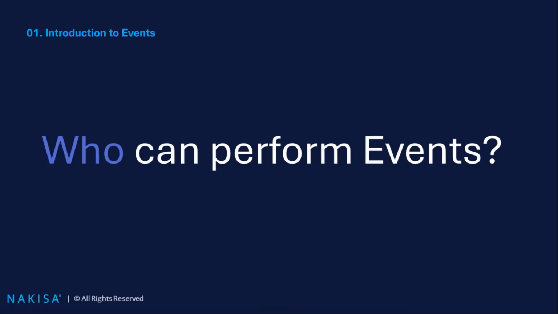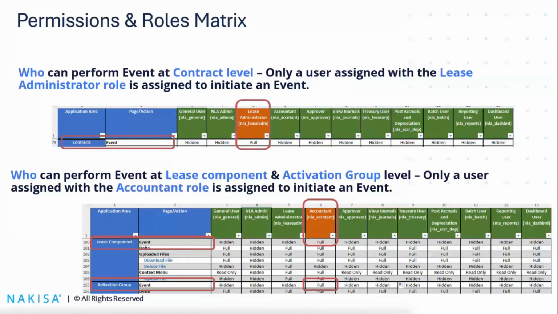So who can perform lease events in our solution? Let's see the matrix. So we have a permission and role matrix in our next generation solution, where we have various roles that can be assigned to a user. So who can perform at a contract level? An event is only for the lease administrator role. A person assigned this role will be able to initiate an event. So we see here that we have a lease administrator role, and only they can initiate a lease event at contract.